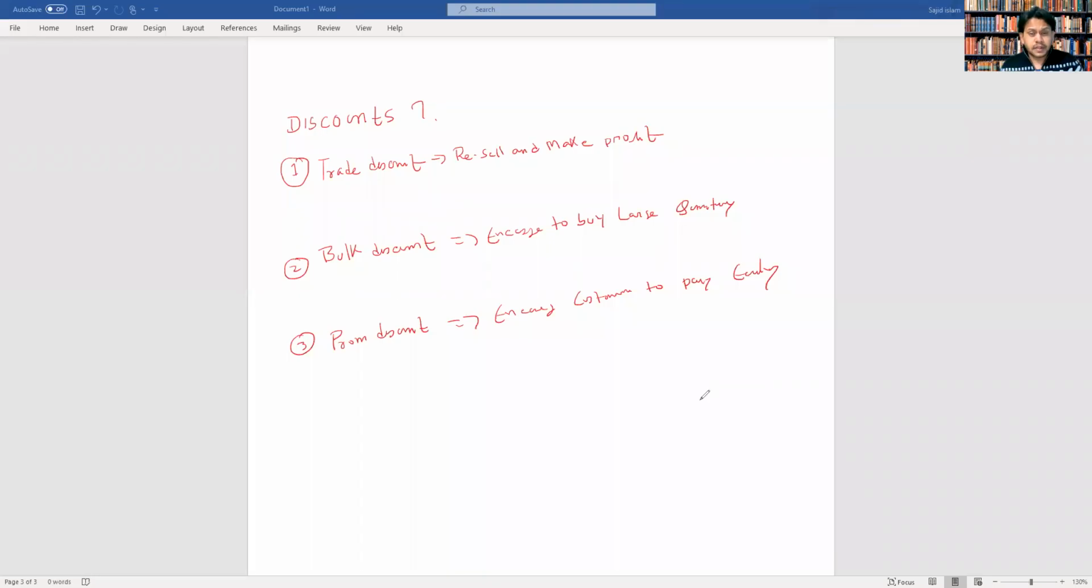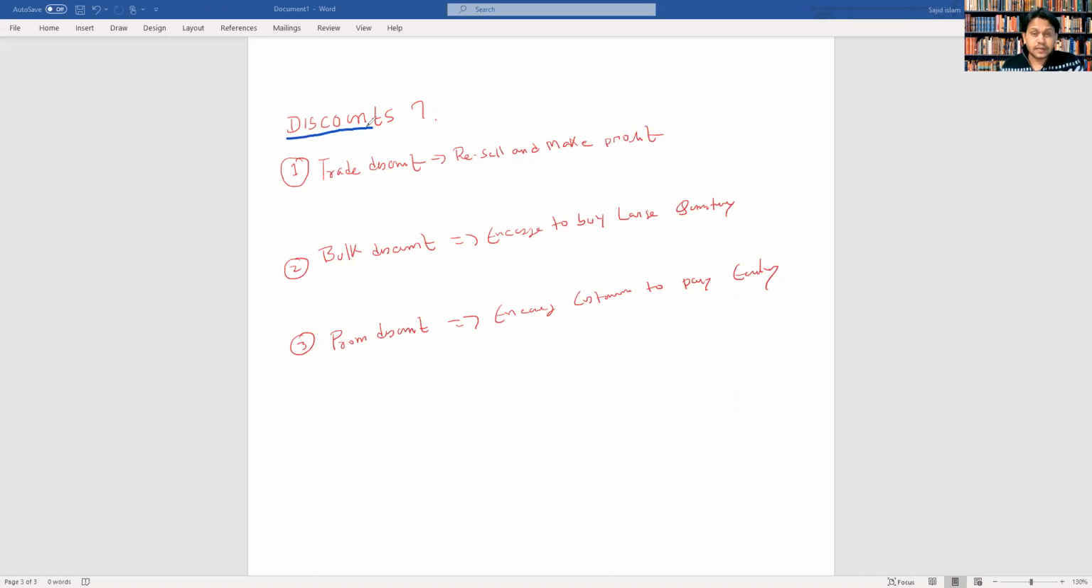Welcome everyone. In this session, we're going to see about the discount. Discount is quite a popular topic and always tested in the exam. And it's very important to understand how the discount works. So there are a few discounts that we have seen in the exam.